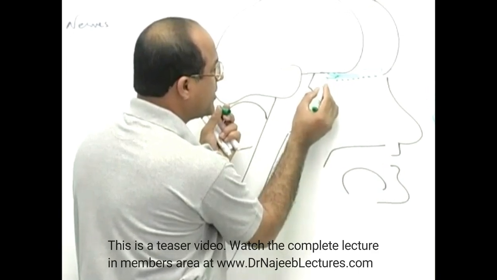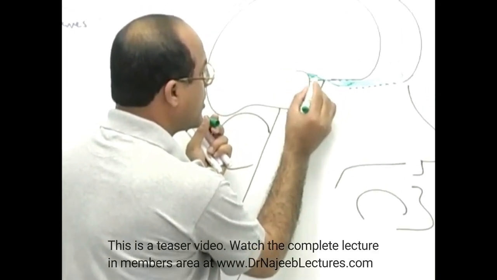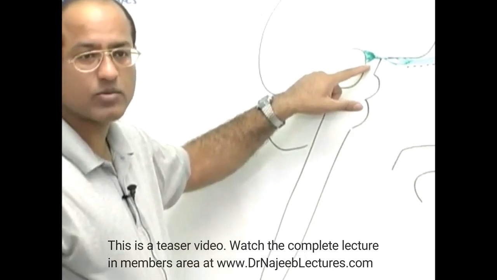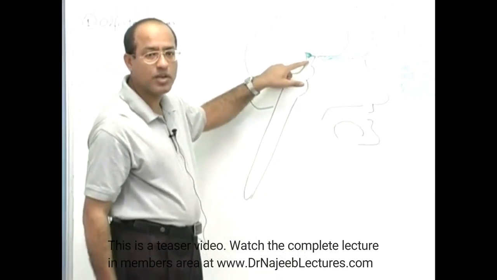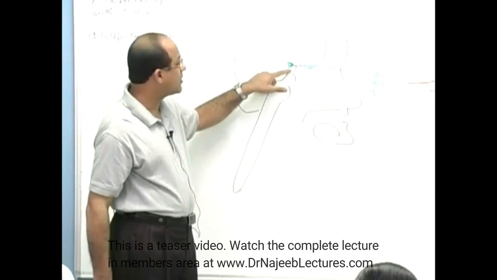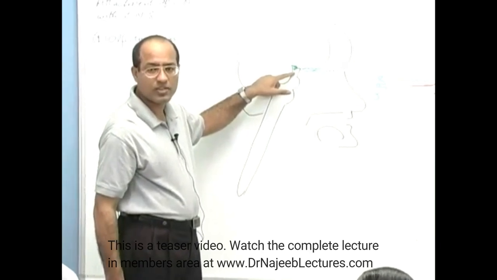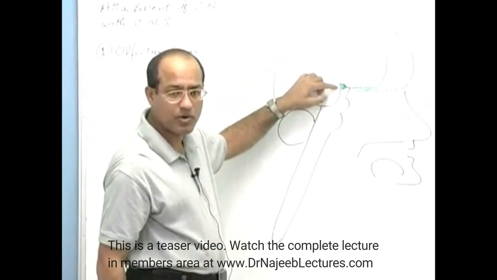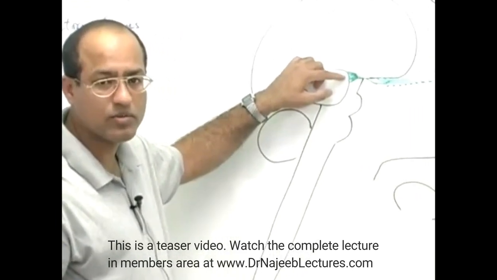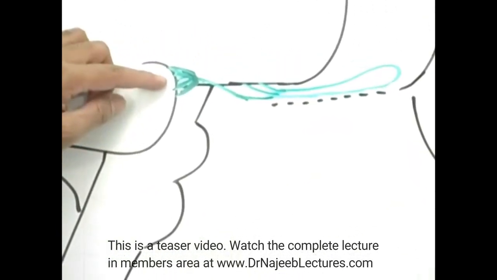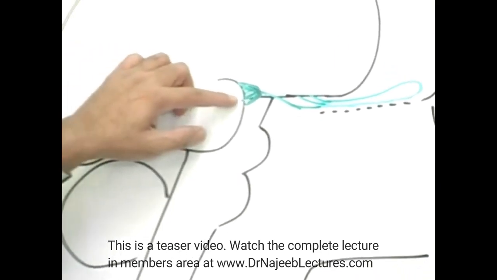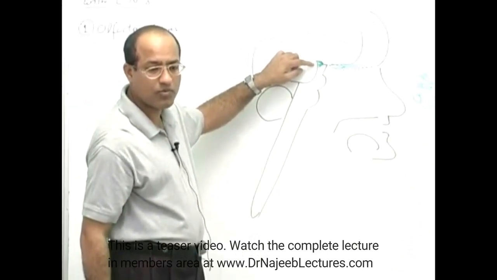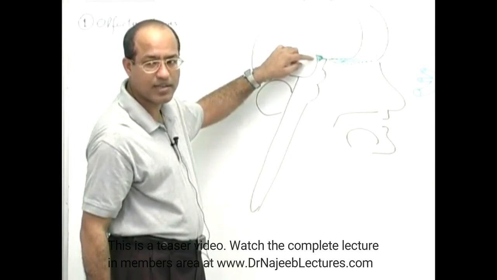This lateral olfactory stria goes and is attached with the temporal lobe, especially that part of the temporal lobe which is concerned with olfaction. This is also called the piriform cortex. This is a very primitive cortex which is present over the uncus. Actually, this is the inframedial area of the temporal lobe where the olfactory stria, especially the lateral olfactory stria, is attached.